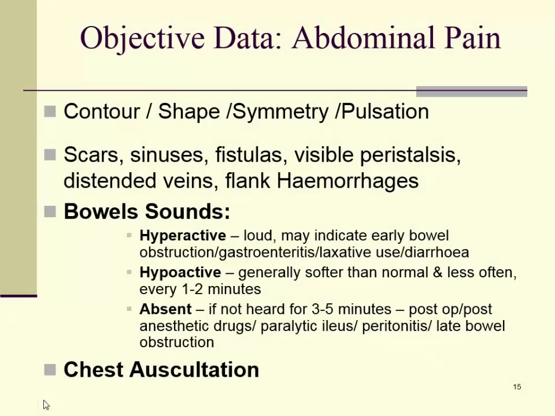Then we move on to the objective data collection. So this is where you actually undertake the inspection first. So stand at the end of the bed and inspect the abdomen for the contour and the shape, symmetry, any pulsations you can actually note as well. Determine the profile from the rib margin to the pelvic bone, and in your mind visualize exactly what's underneath there.